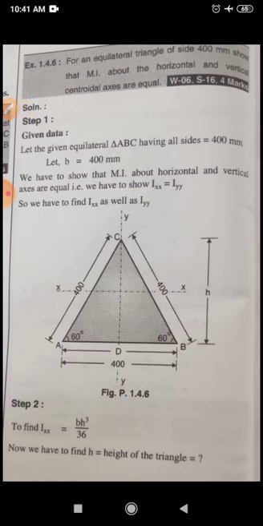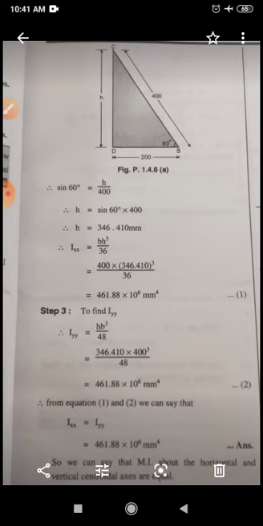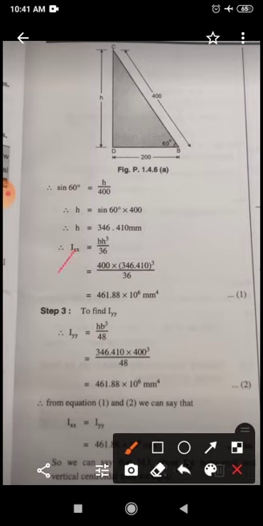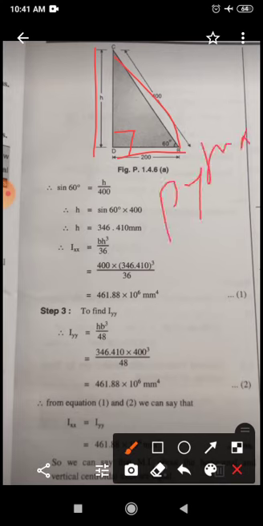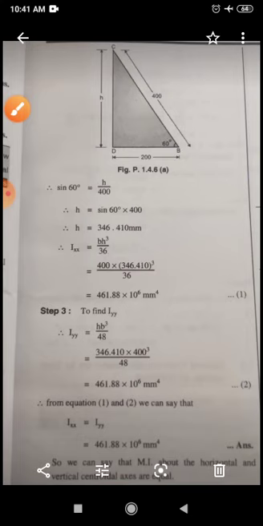Now first, because in the formula we have bh cube, we must have the base and height. As all the sides are 400, we know the base. Now we have to calculate the height first. For calculating height, either you can use the Pythagoras theorem, where this is 400, this is 200 and the angle here is 90 degrees, or you can use trigonometric ratios, by using trigonometry.